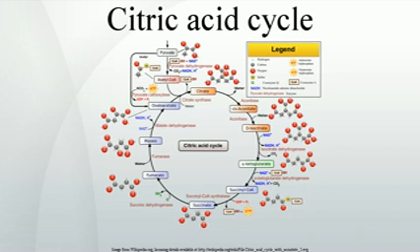The total energy gained from the complete breakdown of one molecule of glucose by glycolysis, the citric acid cycle, and oxidative phosphorylation equals about 30 ATP molecules, in eukaryotes. The citric acid cycle is called an amphibolic pathway because it participates in both catabolism and anabolism.